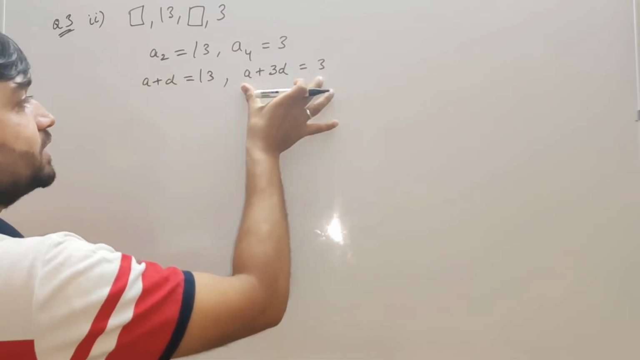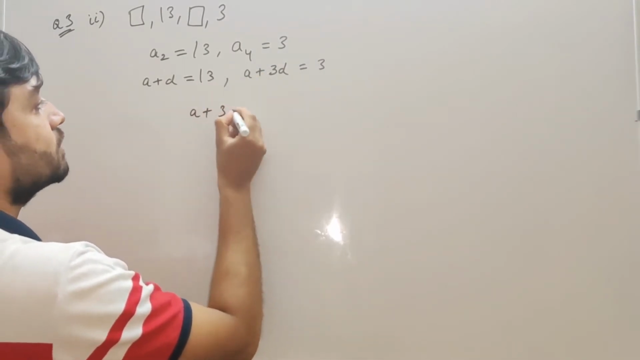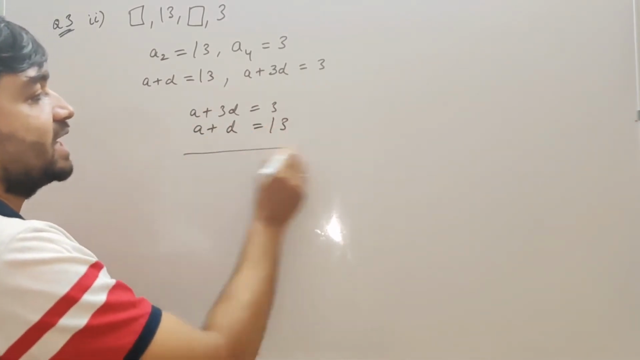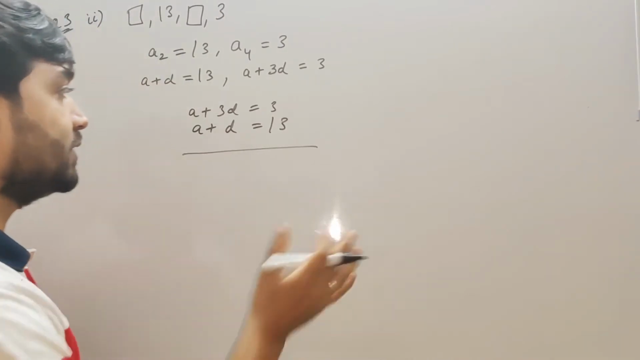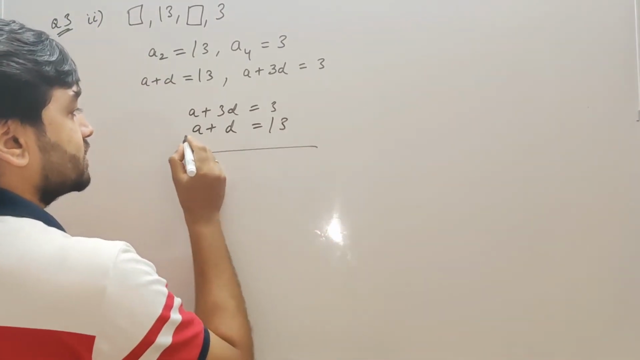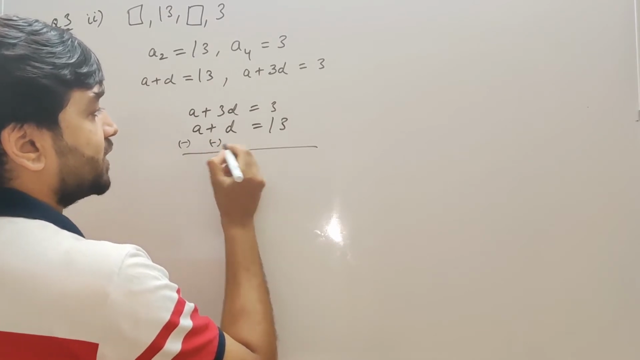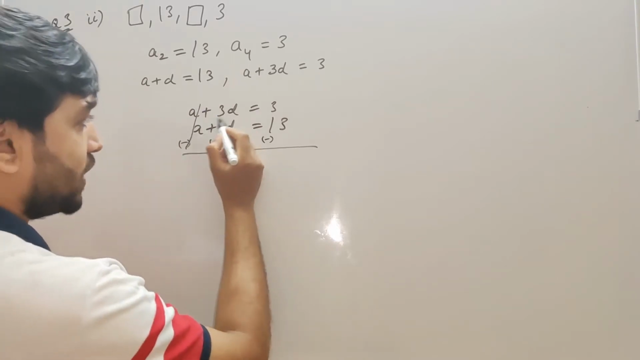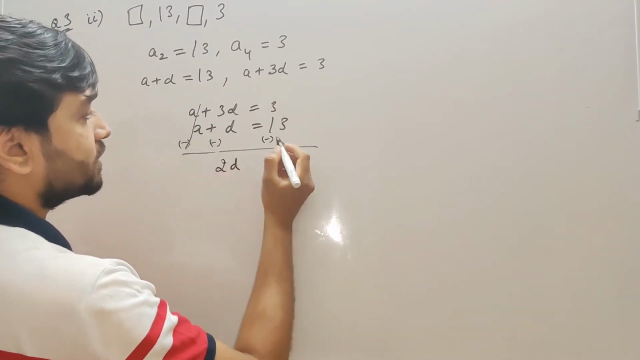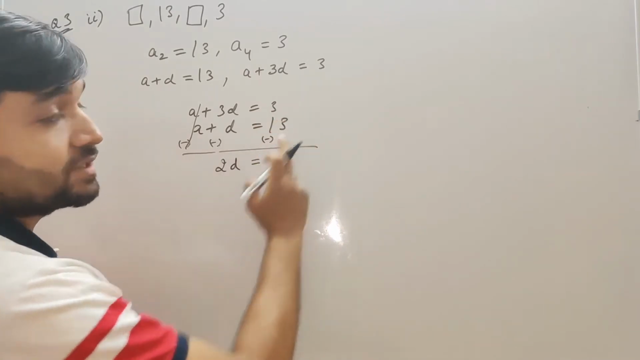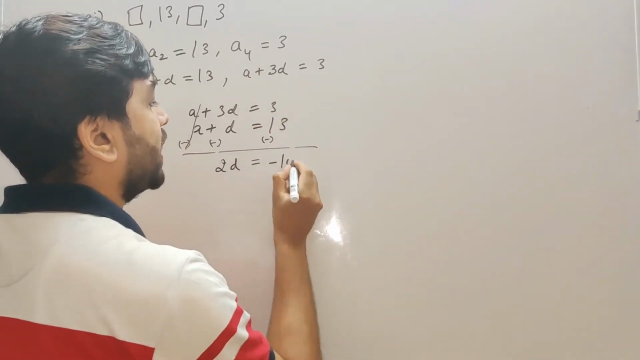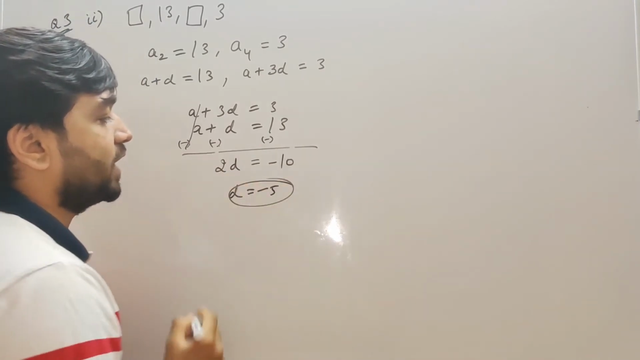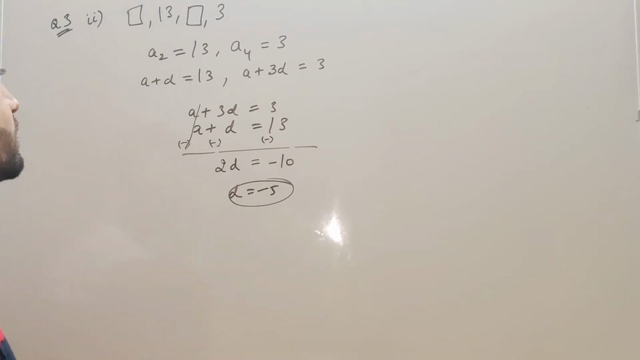So let us say a plus 3d equals 3. I write that down here, and below that I write a plus d equals 13. I'll solve them by the elimination method. In the elimination method, you have to change the signs here. So this plus becomes minus, this plus becomes minus, and this plus 13 becomes minus. So this is plus a, this is minus a, which cancels out. Plus 3d minus d is 2d, equal to 3 minus 13. 3 minus 13 is minus 10. So 2d equals minus 10, this 2 goes down, and d is minus 5. So the common difference value we get is minus 5.